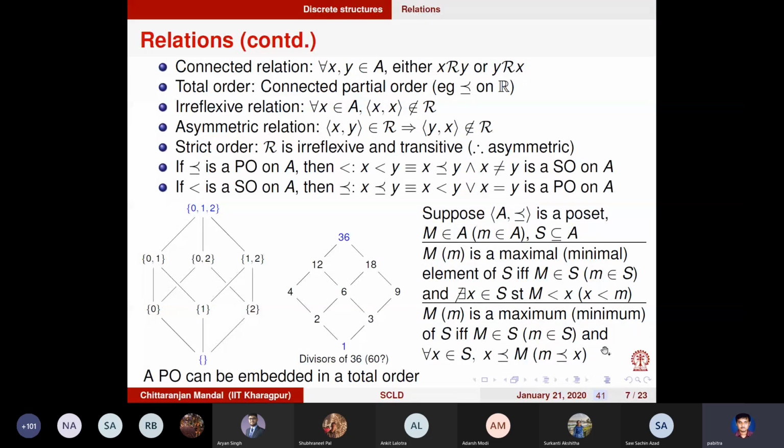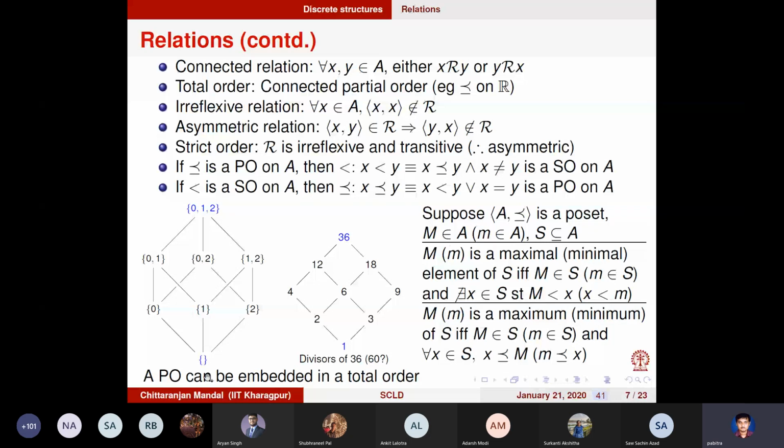So in such a strict order, there is a maximal element, so that there is no other element x which is greater than the maximal element. Similarly, there is no other element x, belonging of course to S, so that it is strictly less than small m, the minimal element.